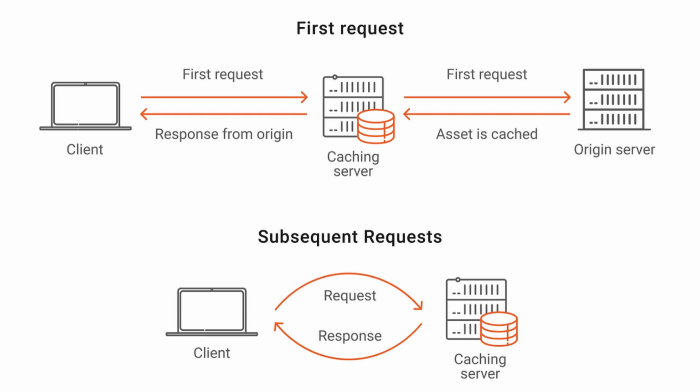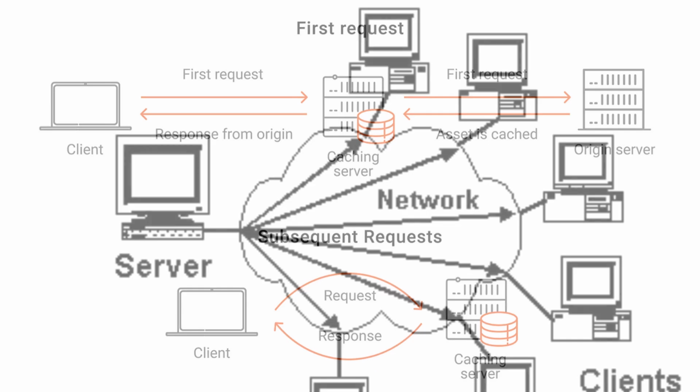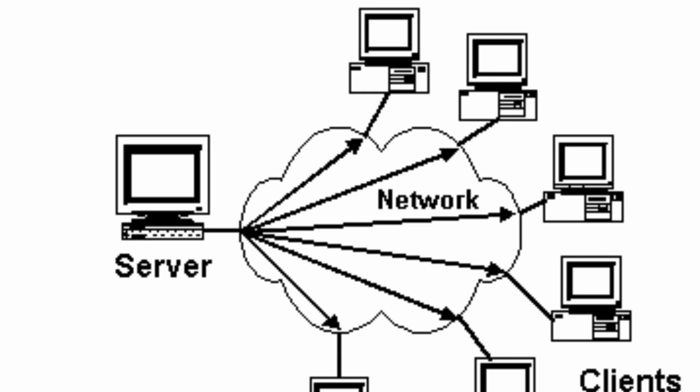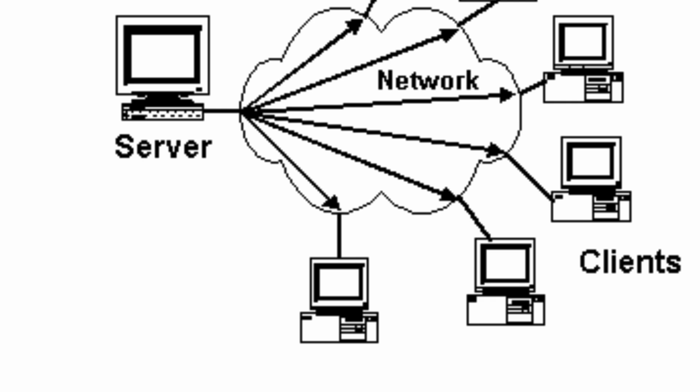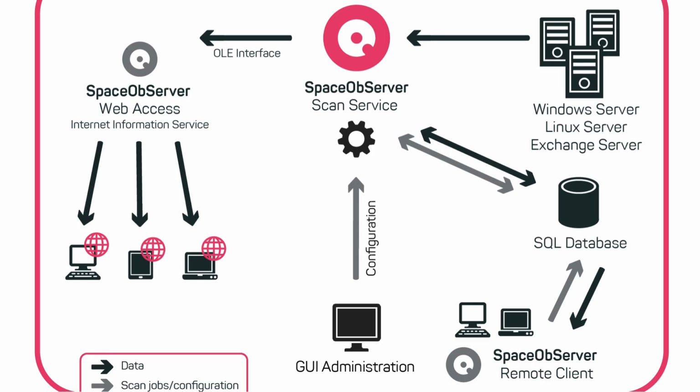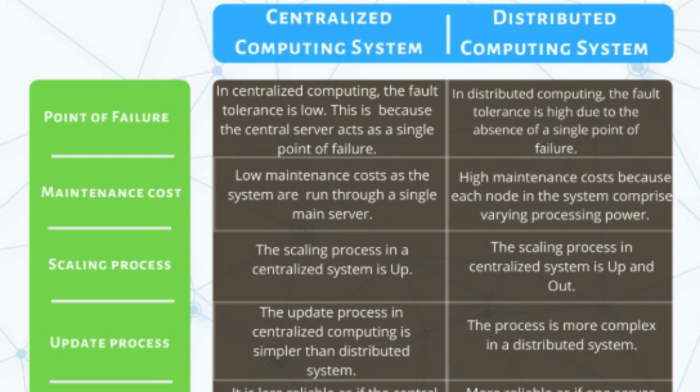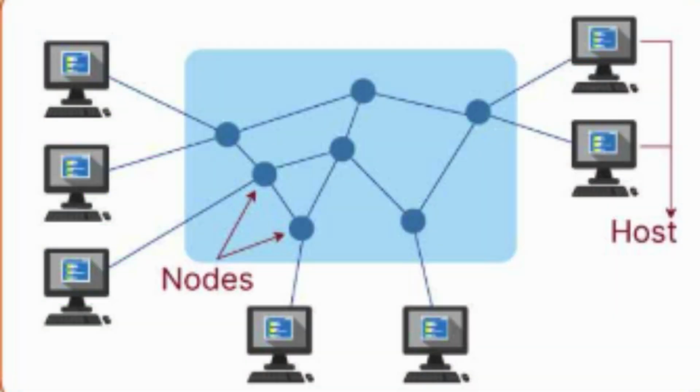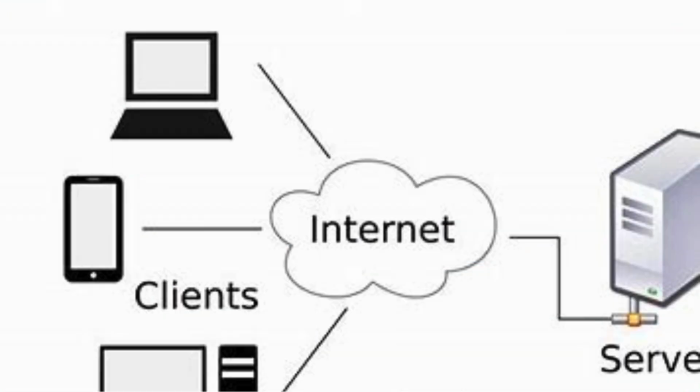Distributed systems. High fault tolerance due to the absence of a single point of failure. Servers can be added, removed without affecting the overall performance. High maintenance costs because each node in the system comprises varying processing power and is distributed across geographical regions. Both horizontally and vertically scalable. Servers can be added and removed with varying loads.